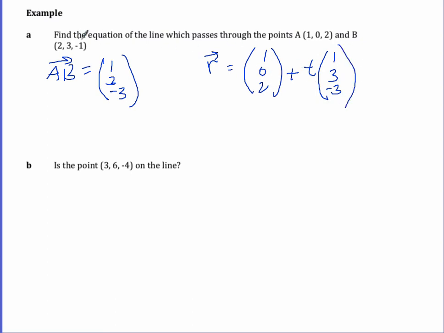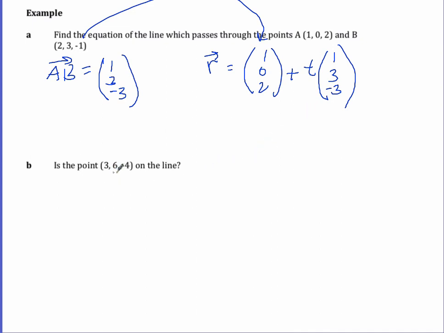Or you can use this as the initial point, or any point on the line. And even the direction vector could be a different vector, like you could use (negative 1, negative 3, positive 3), or (2, 6, negative 6), as long as it's going in the correct direction.